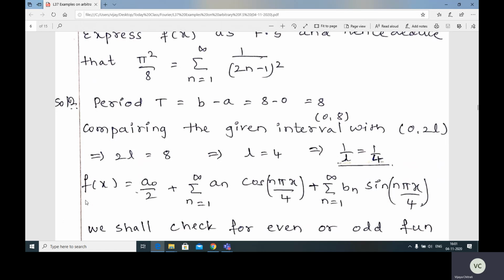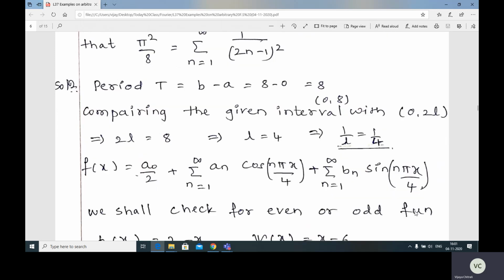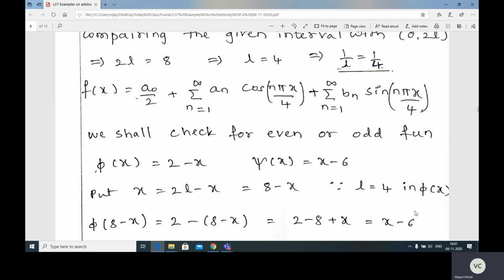So we get f(x) = a0/2 + summation n=1 to infinity an cos(nπx/4) + summation n=1 to infinity bn sin(nπx/4). Now we shall check for even and odd nature. We may get an even function, an odd function, or neither even nor odd. Here it is a discontinuous function, so first identify φ(x). φ(x) is 2 − x and ψ(x) is x − 6.